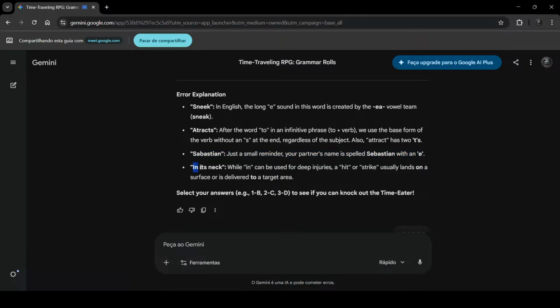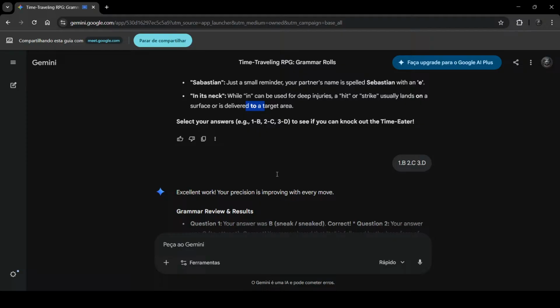While "in" can be used for deeper injuries, "hit" or "strike" usually lands "on" because of these verbs. But sometimes it's "in." You got it right because you can punch someone in the face. We use "in": I'm going to kick them in the belly. But "hit" or "strike" usually lands on a surface or is delivered to a target area. But that can be tricky, right?